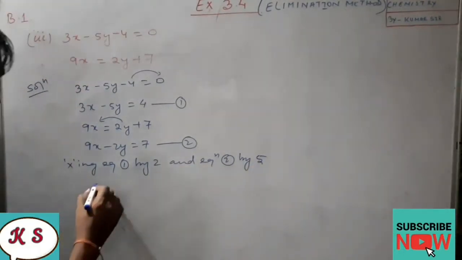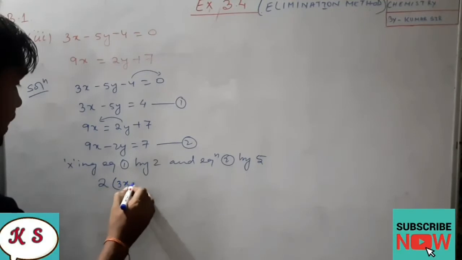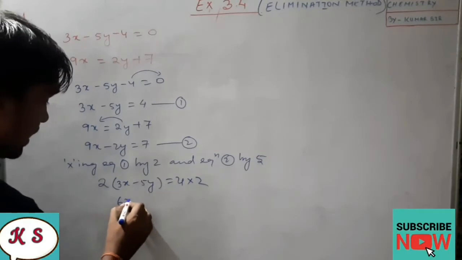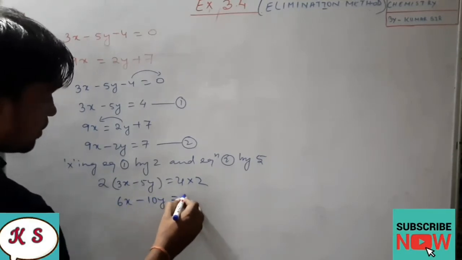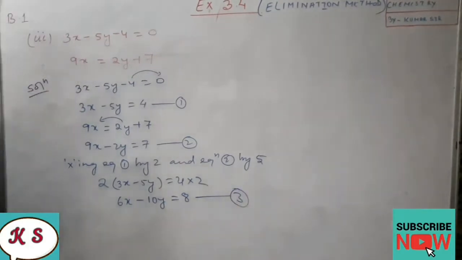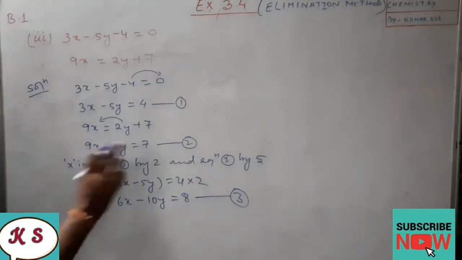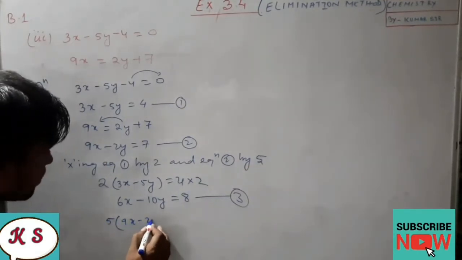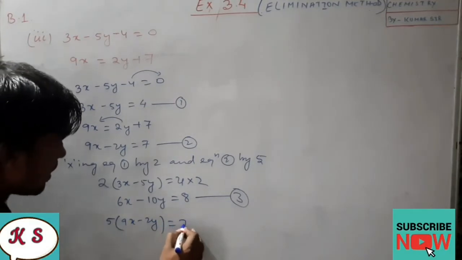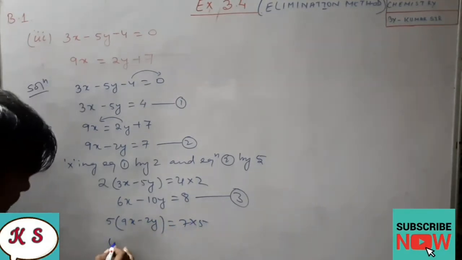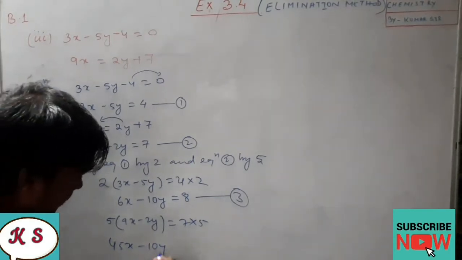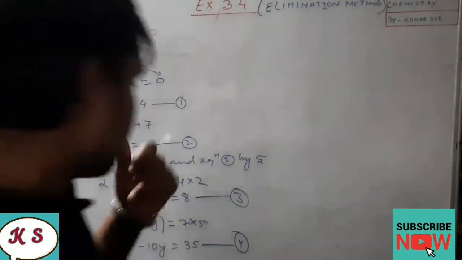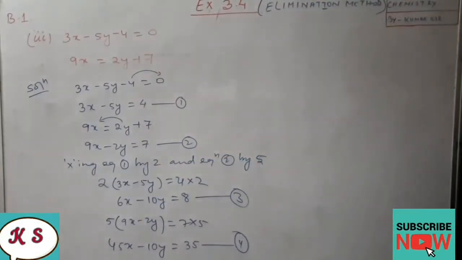When you multiply, we write 3x minus 5y equal to 4, into 2. So it comes to 6x minus 10y equal to 8. This is your equation number 3. Now equation 2, we are going to multiply by 5. So 5 into 9x minus 2y equal to 7 into 5. So it comes to 45x minus 10y equal to 35. This is your equation number 4.